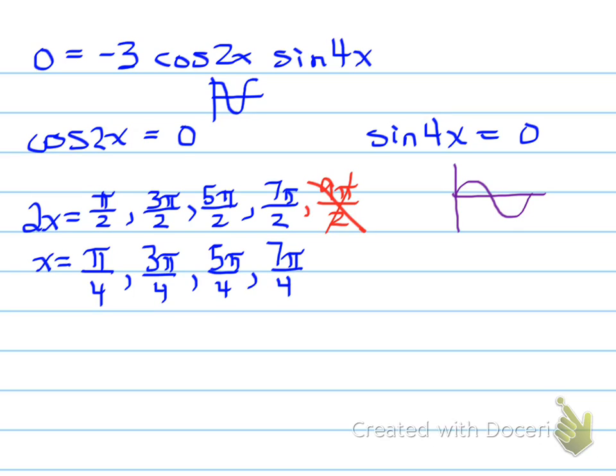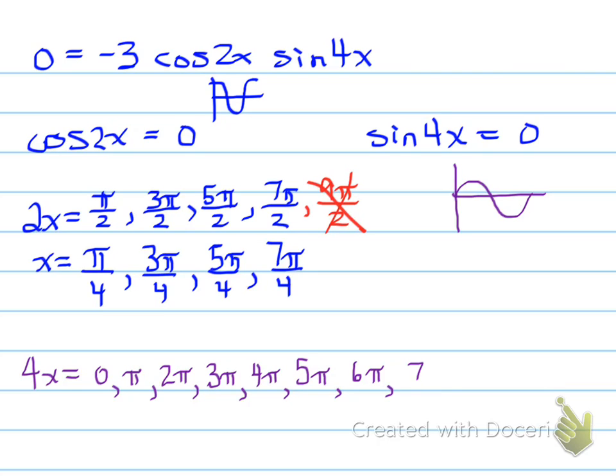Sine has the values of 0, pi, and 2 pi. What values will give us the value of 0 for sine 4x equals 0? Well, folks, that will be 4x is equal to 0, pi, 2 pi, keep going, 3 pi, 4 pi, 5 pi, 6 pi, 7 pi, and 8 pi, so that we have all of these values here.